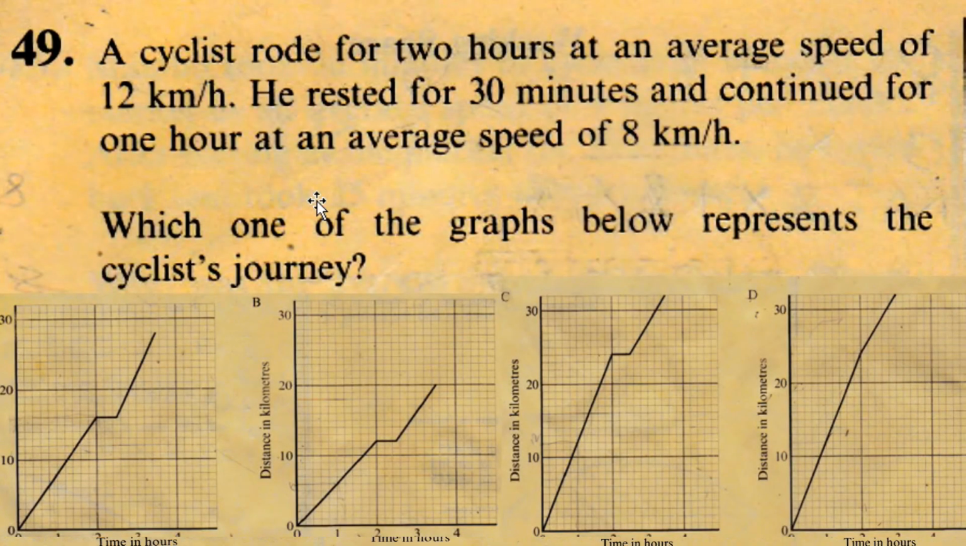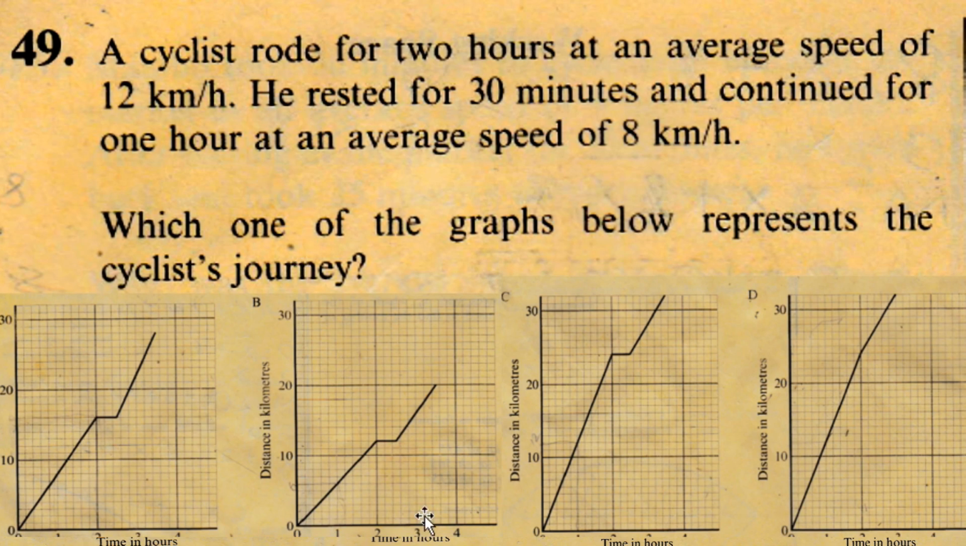Question 2. If you had not understood question 1, I believe that you'll be able to understand better as we do question 2. A cyclist rode for 2 hours at an average speed of 12 kilometers per hour. He rested for 30 minutes and continued for an hour at an average speed of 8 kilometers per hour. Which of the following graphs below correctly represents the cyclist's journey?